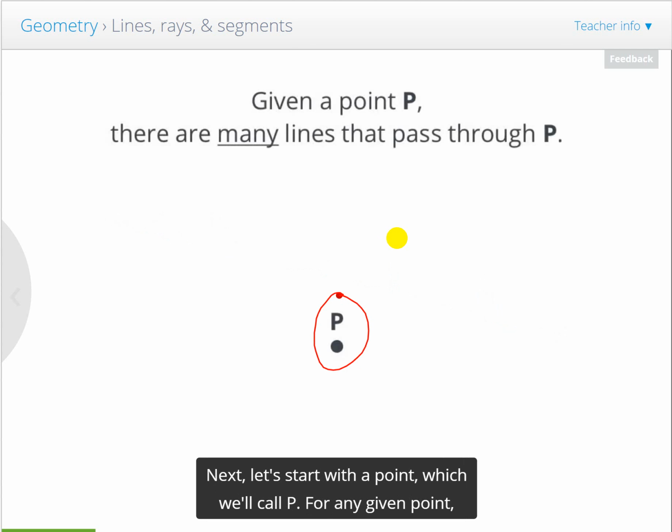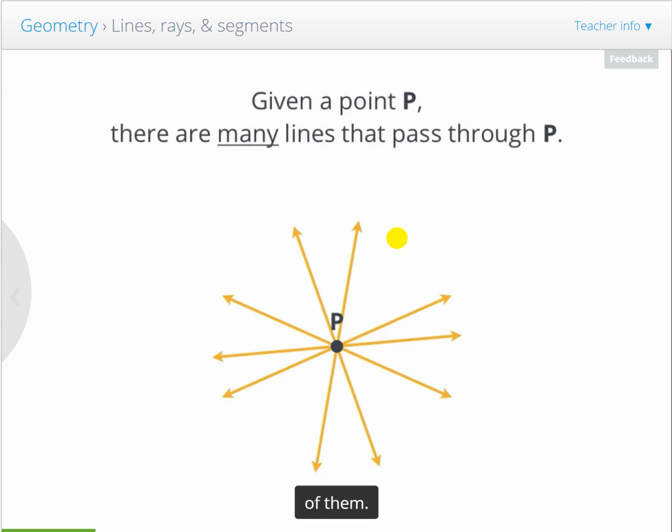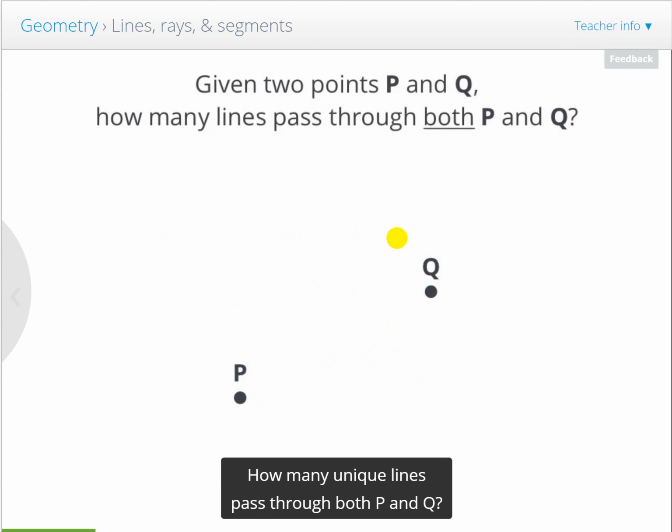Next, let's start with a point which we'll call P. For any given point, like P, there are many, many lines that pass through P, and here are just a few of them. But now suppose we have 2 points, P and Q. How many unique lines pass through both P and Q?